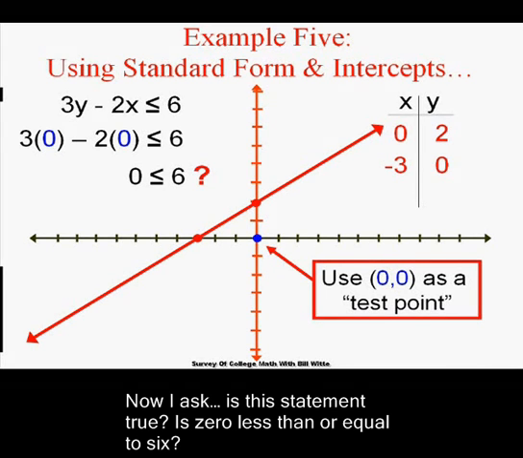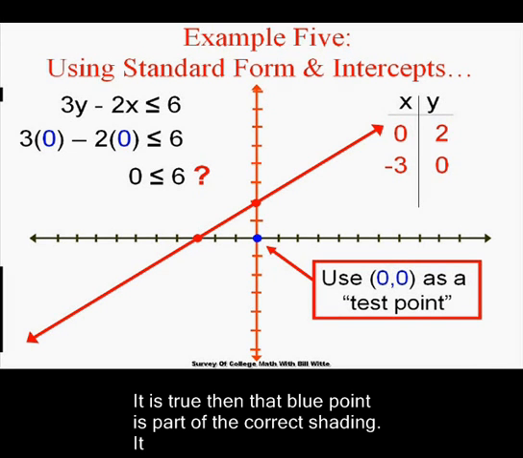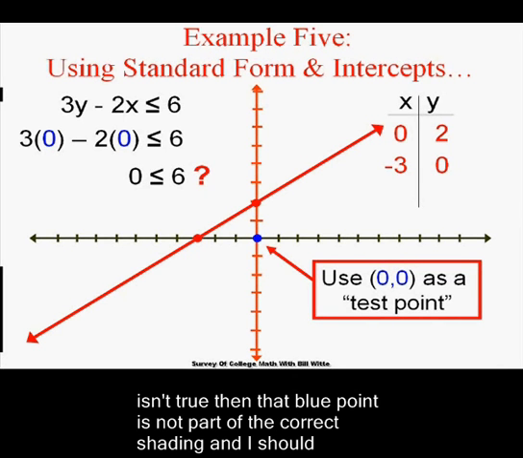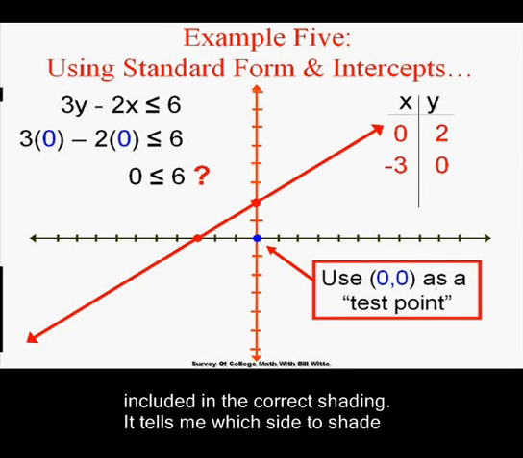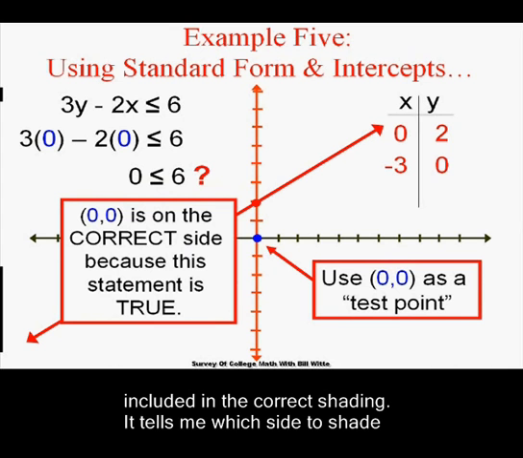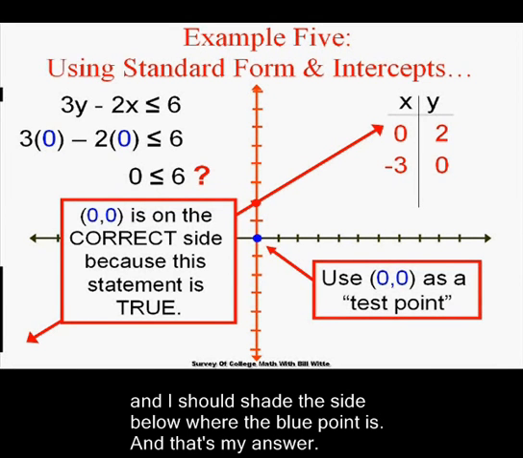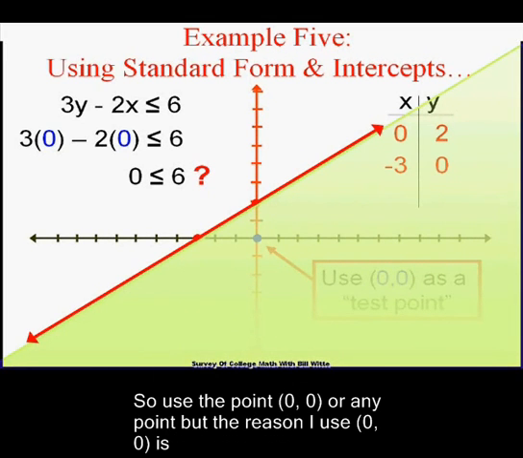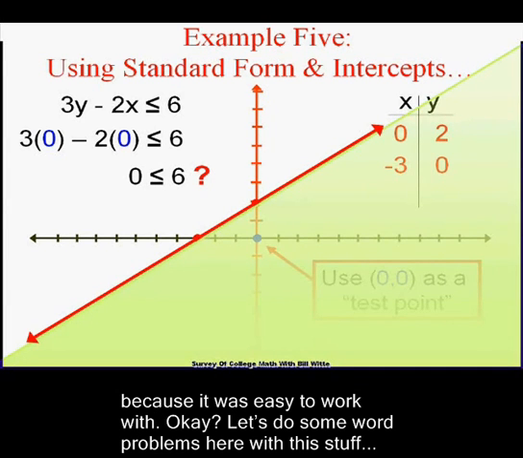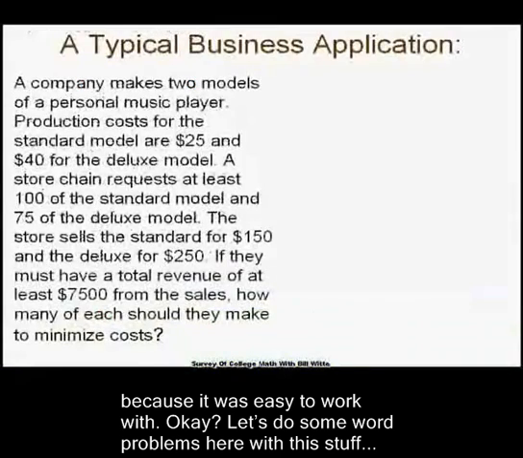If it is true, then that blue point is part of the correct shading. If it isn't true, then that blue point is not part of the correct shading, and I should shade on the other side. In this case, 0 is less than or equal to 6, so the blue point is included in the correct shading, and that means it tells me which side to shade. You are correct, sir. I should shade the side below where the blue point is. And that's my answer. Okay, so use the point 0, 0, or any point. The reason I use 0, 0 is because it was easy to work with. Okay? Show me the money!